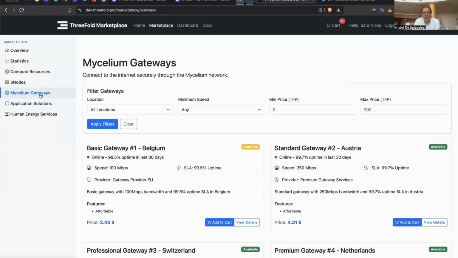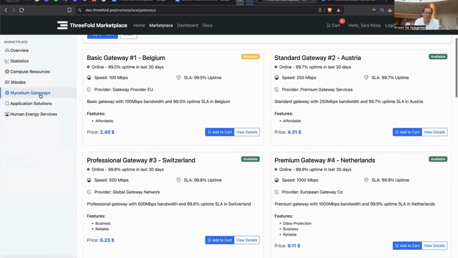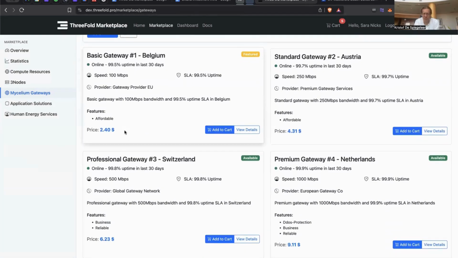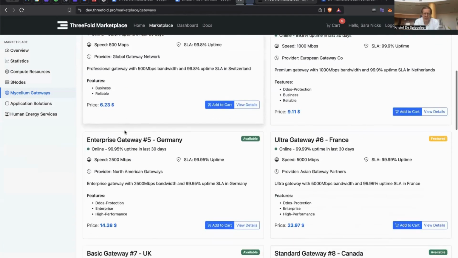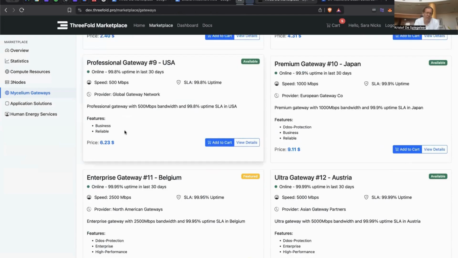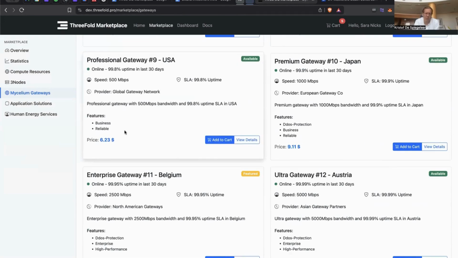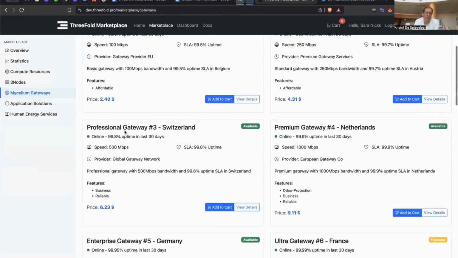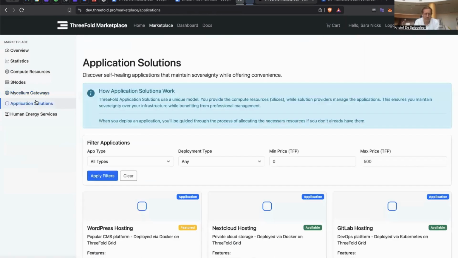And then you have reselling gateways. So in specific places, you will have the ability to buy, or even if you're a provider, sell bandwidth towards our ecosystem. So you could say, give me a compute slice, but I want to connect it to a gateway in Belgium or Austria. And that's the price per terabyte. So that's maybe something we need to add. And then you can select where you would like to connect your solutions, which are running on ThreeFold nodes, to the internet, if you want.